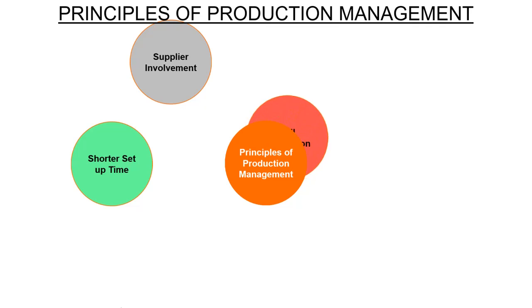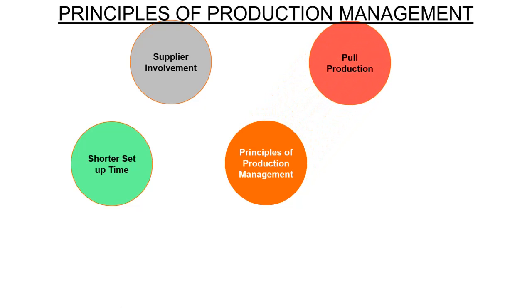Pull production. In a bid to minimize inventory holding costs and production lead times, Toyota pioneered a system whereby the quantity of materials, labor and energy expended at every stage of the process was solely reliant on the demand for products from the next stage of production.